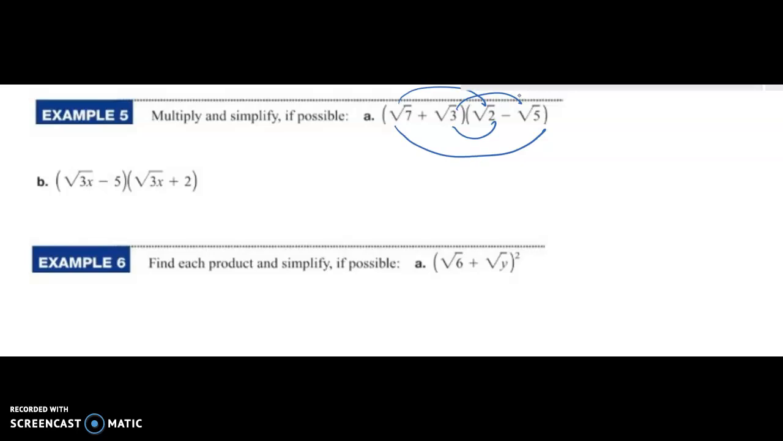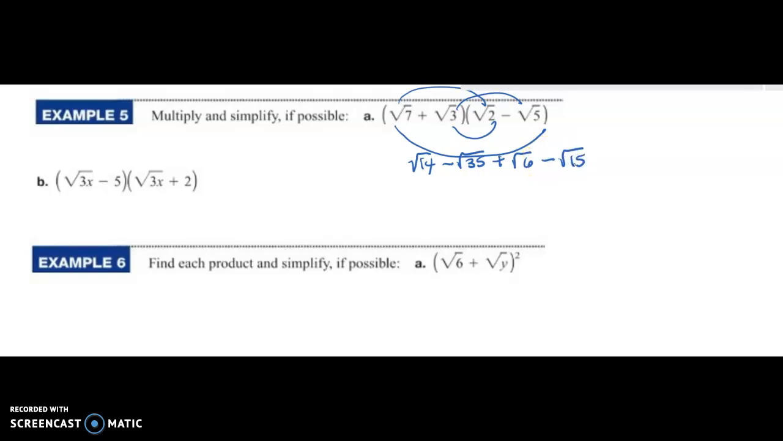So just like we did when there were variables involved, I'm going to multiply square root of 7 times square root of 2, and I'm going to get square root of 14. Then I'm going to multiply my outer, square root of 7 times minus square root of 5, and I'm going to get minus square root of 35. Then I'm going to do my inners. Square root of 3 times square root of 2 is going to be plus square root of 6. And then again, I'm keeping these signs, then plus square root of 3 times minus square root of 5 is going to be minus square root of 15.